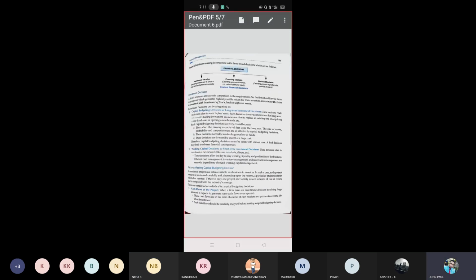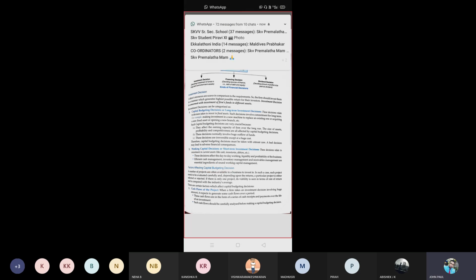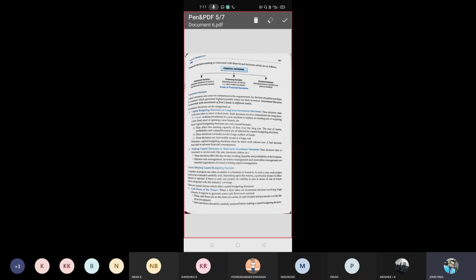So next one is factors affecting capital budget decisions. We just now discussed what is investment, what is capital budget, and what is working capital. Now, factors affecting capital budget decisions. A number of projects are often available to a business for investment. In such a case, each project needs to be evaluated carefully depending upon the return. A particular project is either selected or rejected.